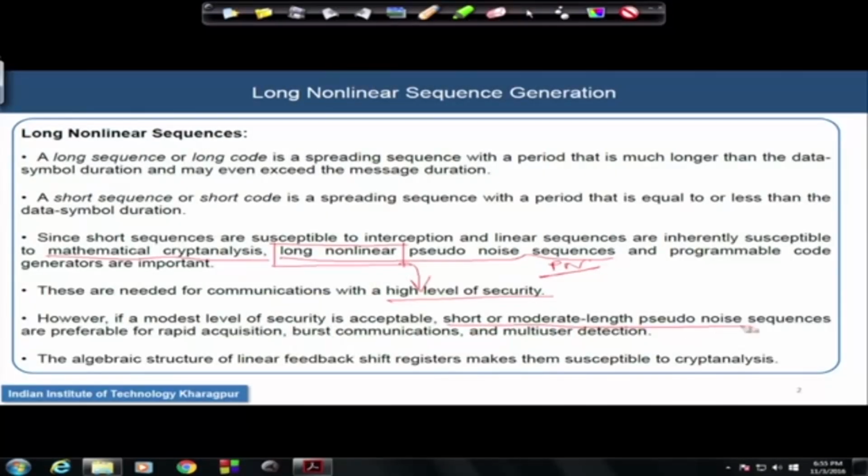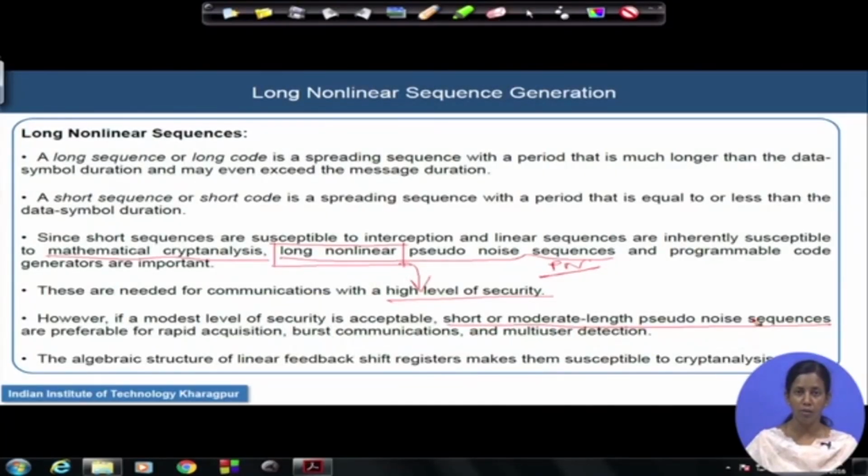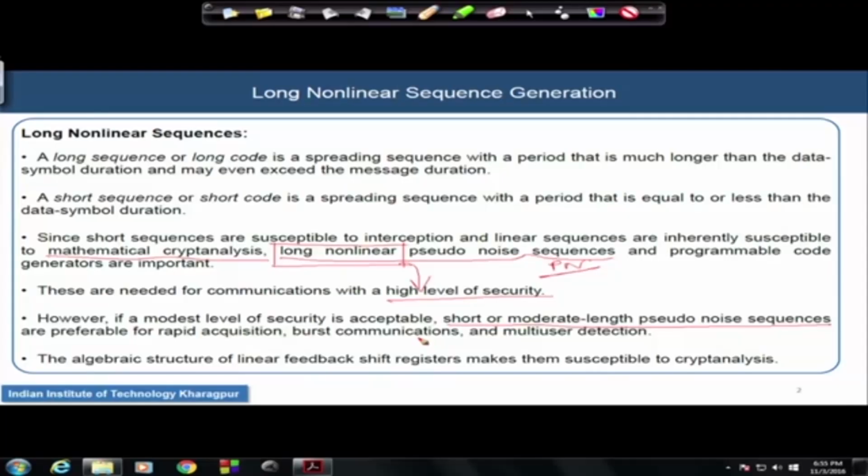So, if the security is acceptable, then short or moderate length pseudo noise sequences we also try to utilize, because if the length of the sequence is really long, you cannot utilize it for very rapid acquisition. For long lengths, synchronization acquisition in the receiver also needs more time. So the convergence of the acquisition algorithms is not so fast. If you are going towards security, then you have to compromise on a long acquisition time.